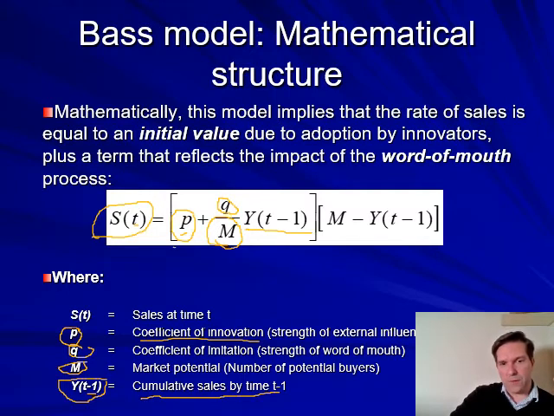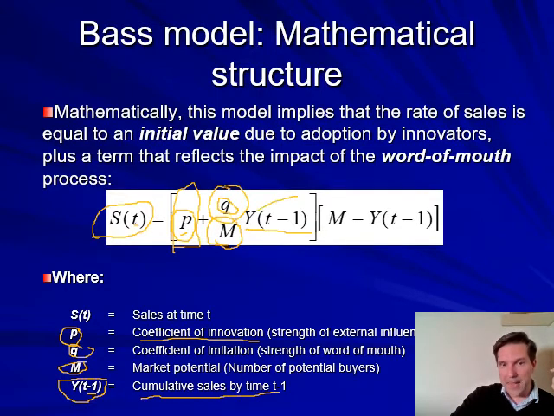One is the effect of innovation, which happens right here. Innovators jump in. The larger P is, the quicker it's going to get this process started. So your sales are going to be higher if P is large. Okay. And then you have the imitation process, right? Which you have over here captured by Q.